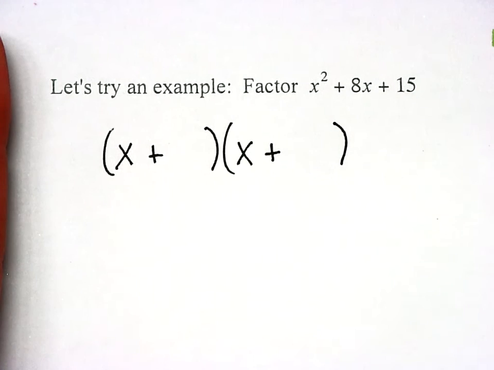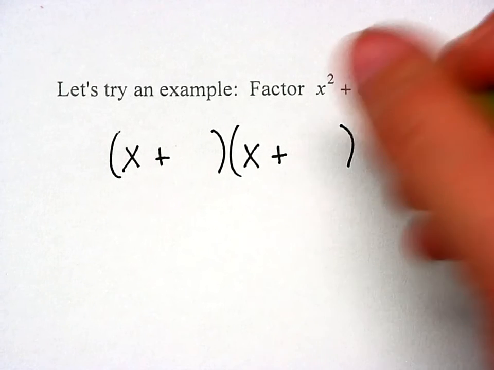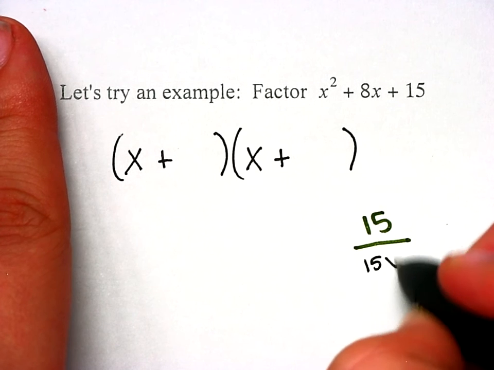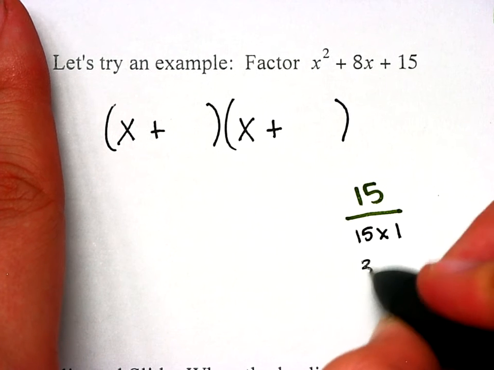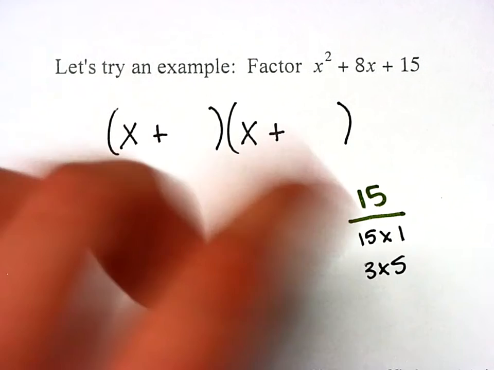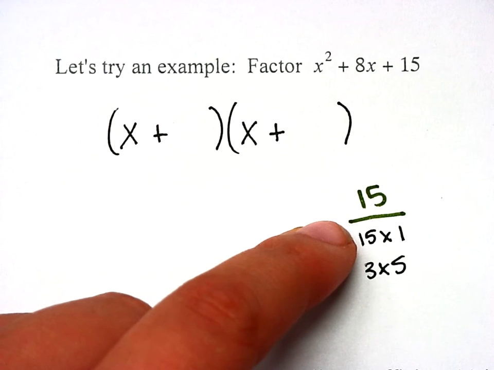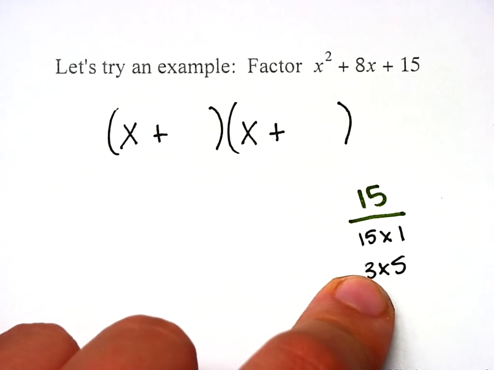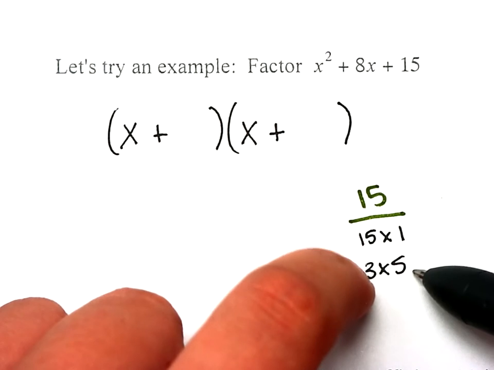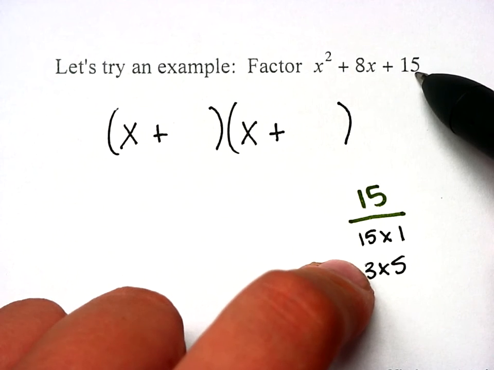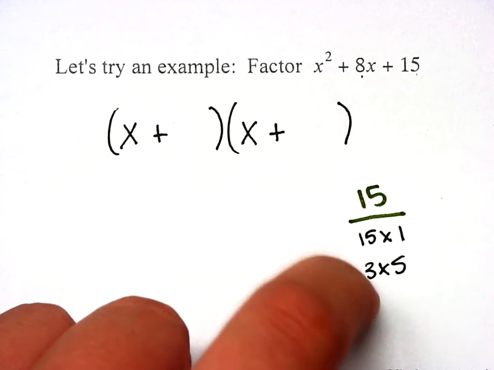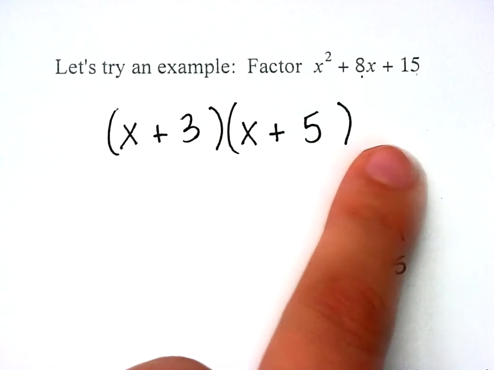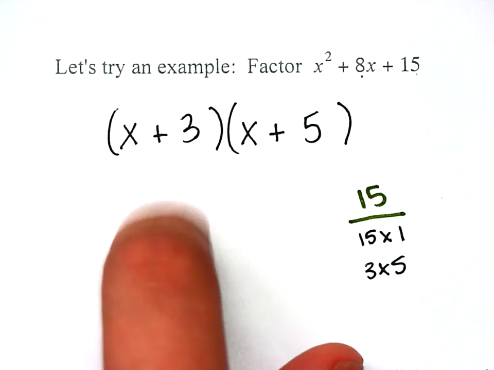And then I'm going to go through and think of what are factors of 15 that are going to add up to 8. So let's list factors of 15. I've got 15 times 1, I've got 3 times 5, and that's all I have. So if I were to add together 15 and 1, even with negatives, I won't get to the number 8. But if I add 3 and 5, I do get 8. So these numbers multiply to give me my c value, and they add to give me my b value. So these are the 2 numbers that I'm going to write in my factors. So this is completely factored. X plus 3 and x plus 5 are my 2 factors.